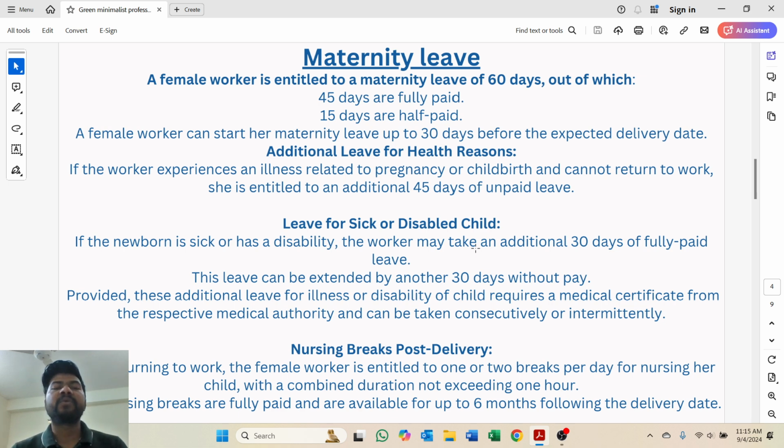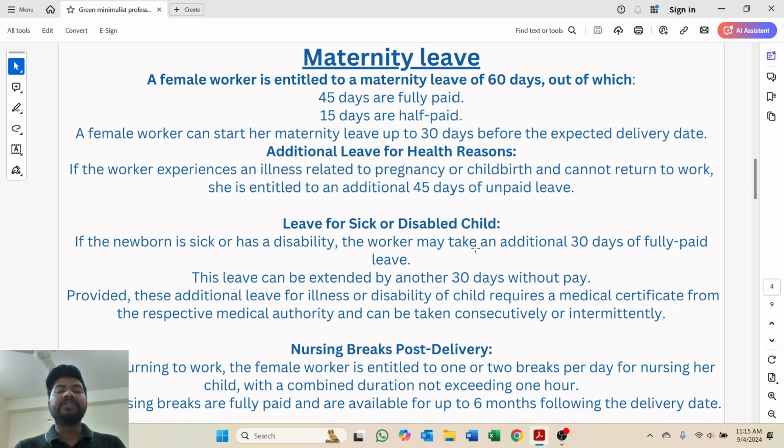If the female worker experiences an illness related to pregnancy or childbirth and cannot return to work, in that case, she is entitled to an additional 45 days of unpaid leave. But in this case, a medical certificate from the respective medical authority should be provided.